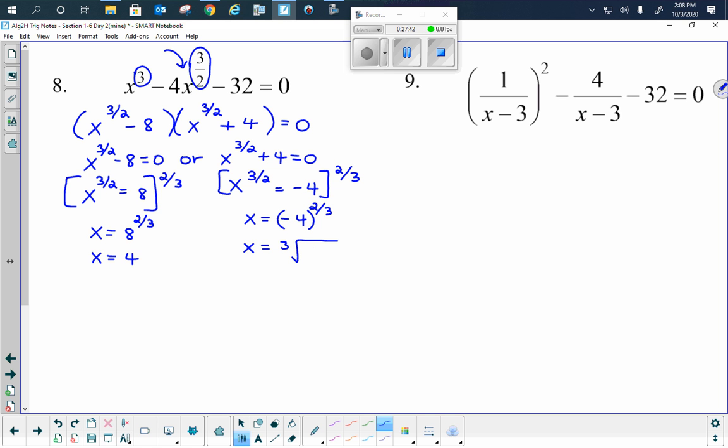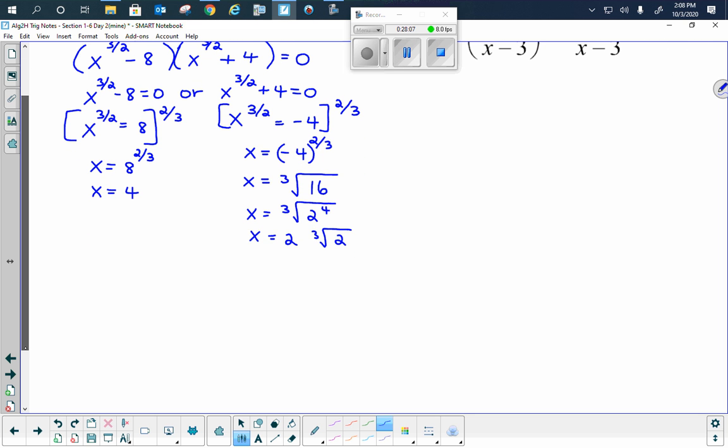-4 times -4 is 16. All right, and then the cube root of 16, if I make prime factorization, this would be 2 to the 4th. And so you should realize that that would be 2 times the cube root of 2. If I just leave a little bit of space in there. All right, looks like we are ready to check answers. Okay, so here comes those check steps.